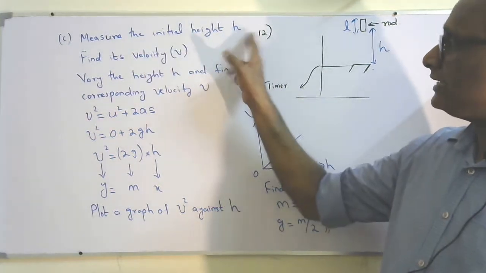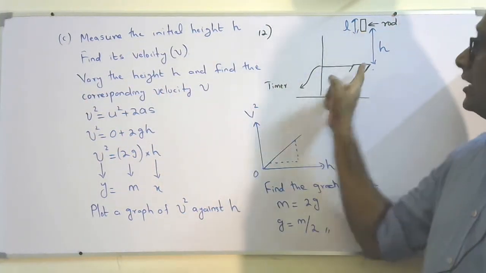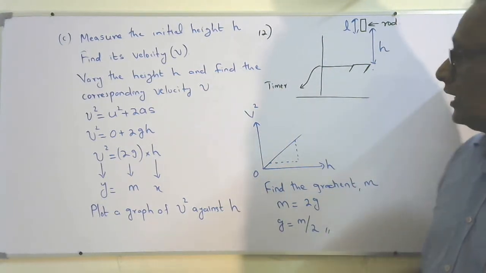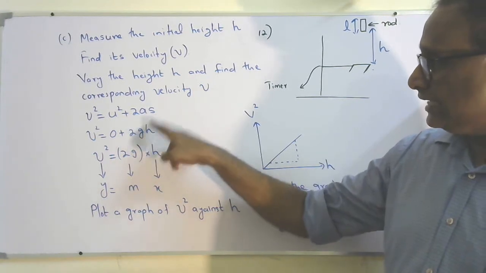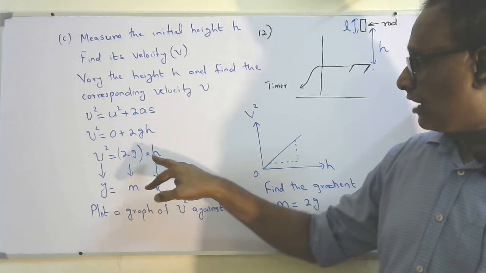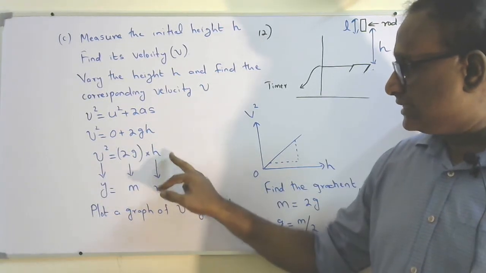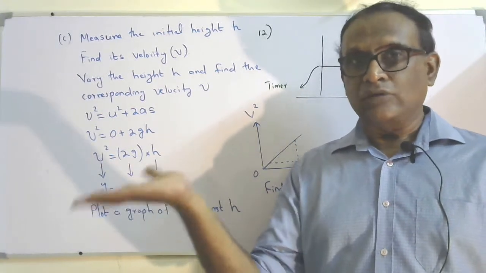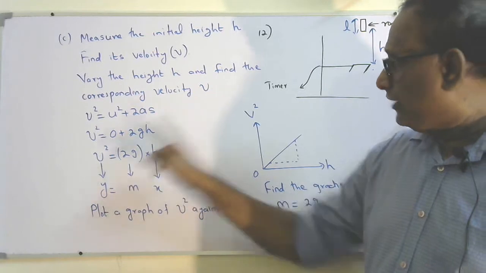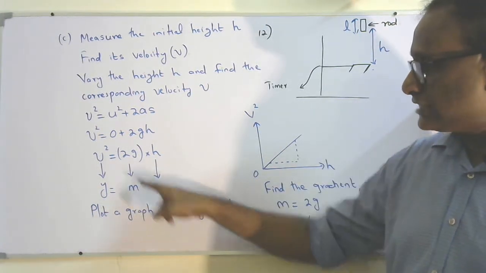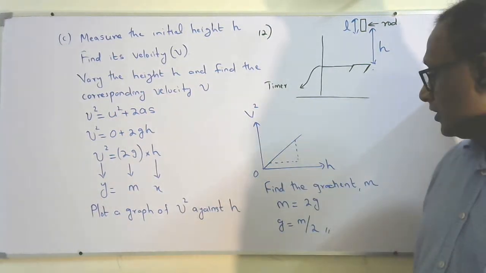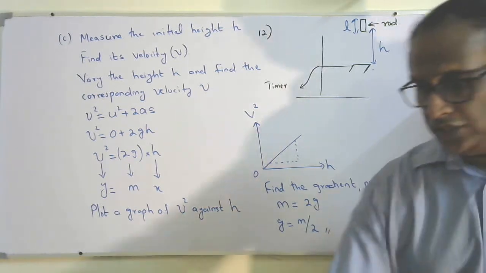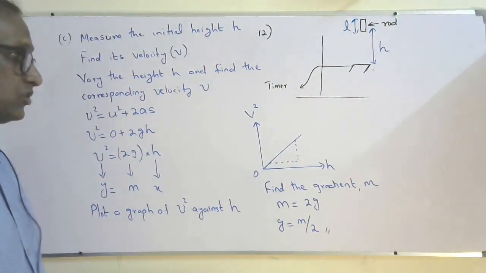Okay, you can say measure the initial height h, find its velocity v, vary the height h, and find the corresponding velocity v. Every time you vary h and find the corresponding velocity of the wooden rod, then use the equation v squared equals u squared plus 2as, where u is 0, a is g, s is the height fallen, so that is h. So plot a graph of v squared against h. v and h are the variables. This is the independent variable, this is the dependent variable. Normally we draw the dependent variable on the y-axis and the independent variable on the x-axis. You will get a straight line, y equals mx format. So find the gradient, that will be equal to 2g. Divide the gradient by 2, and you will get the gravitational acceleration or acceleration of free fall.